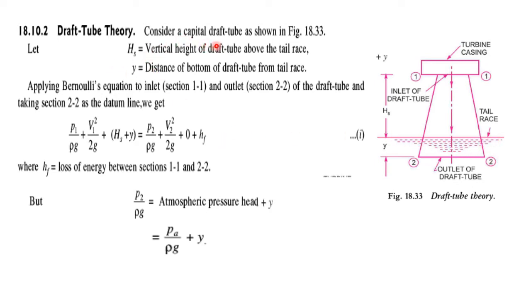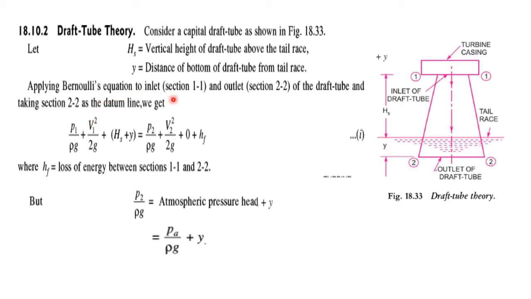Consider a draft tube as shown in the figure, where HS is the vertical height of the draft tube above the tail race. This is the HS. Y is the distance of the bottom of the draft tube from the tail race.